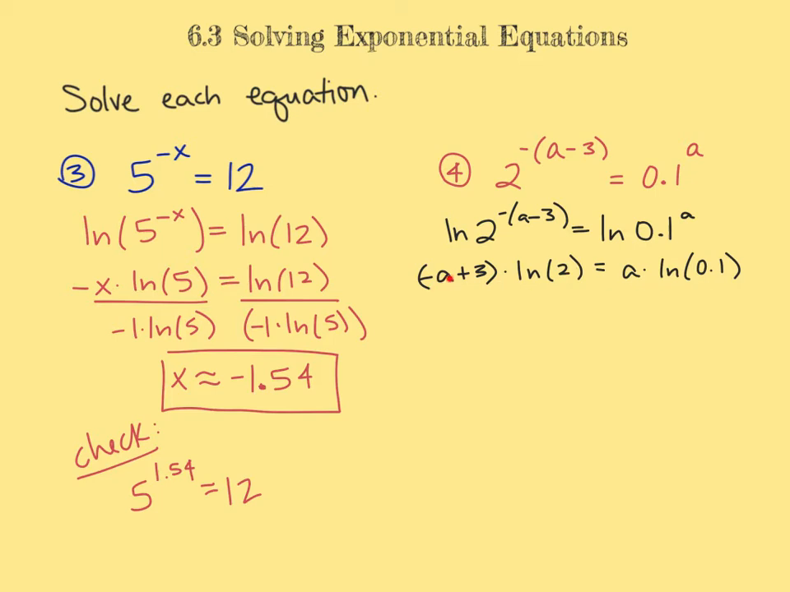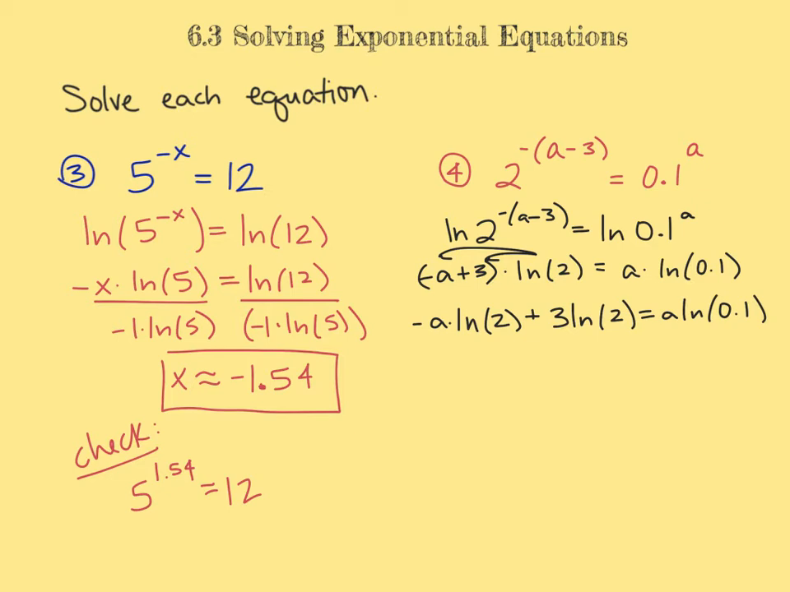So what I'm going to do is distribute the ln of 2 through to both of these terms. When we do that, we'll have negative a times the natural log of 2 plus 3 ln of 2 equals a ln of 0.1.